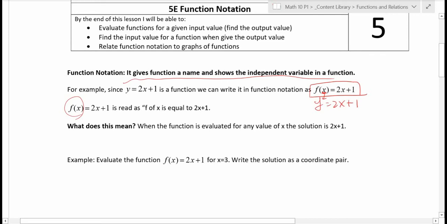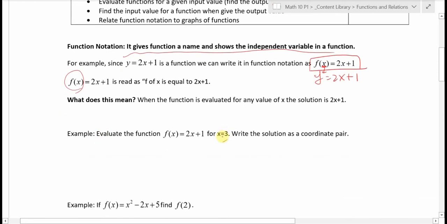Now let's look at some examples with actual numbers. Evaluate the function f of x equals 2x plus 1 for x equal to 3. This is telling us we are looking for the y value if x is 3. We can write this as f of 3, because x equals 3. Now we replace x with 3, and f of 3 equals 2 times 3, essentially just replacing all the x's with 3. So f of 3 is 6 plus 1, which is 7.